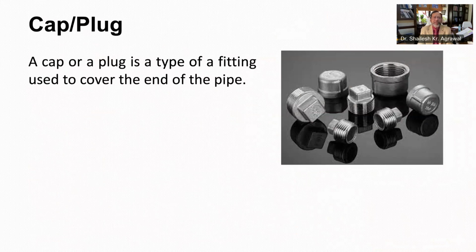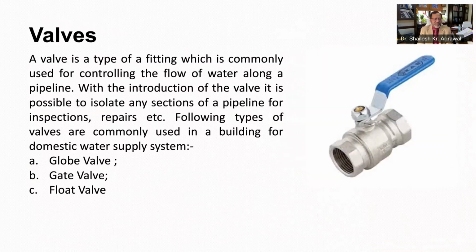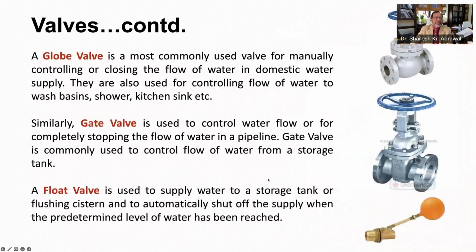A cap or plug is a type of fitting which is used to cover the end of pipe. Valves. A valve is a type of fitting which is commonly used for controlling the flow of water along a pipeline. With the introduction of the valve, it is possible to isolate any section of a pipeline for inspections, repairs, etc. Following types of valves are commonly used in building for domestic water supply: globe valve, gate valve, and float valve. Let's discuss them one by one.